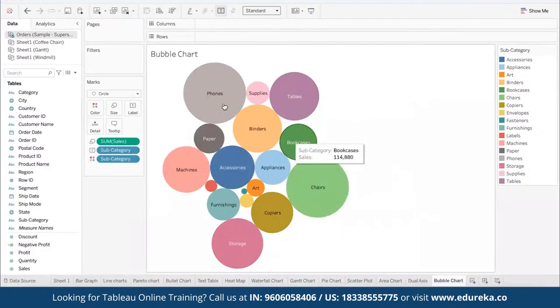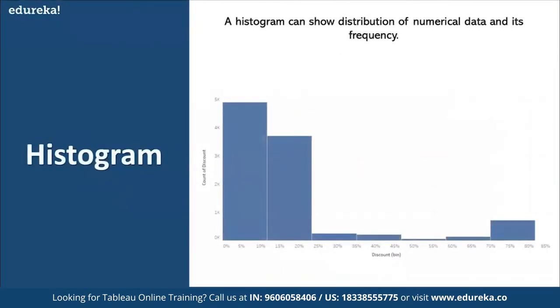And the size of the bubble is indicating the sales. So bigger the bubble, higher the sales. Smaller means less sales is happening over there. Like that. So for comparison only, just for comparison.